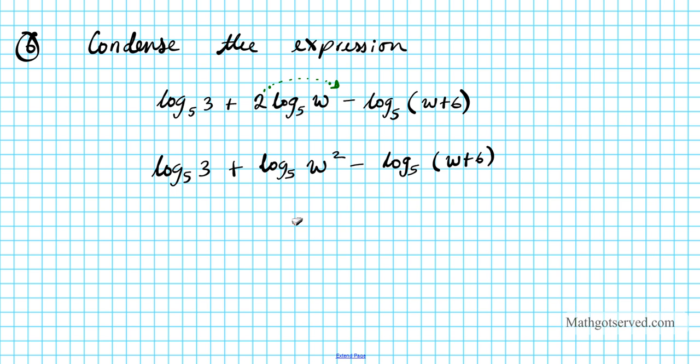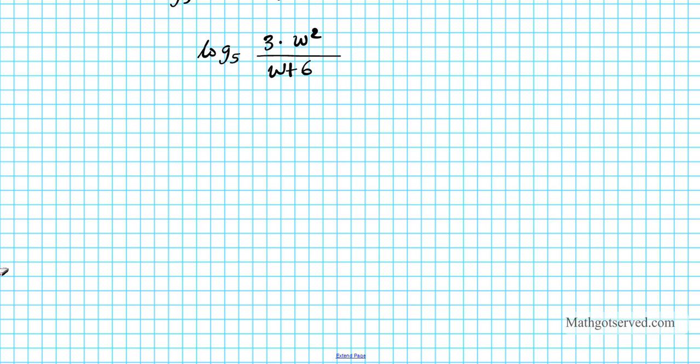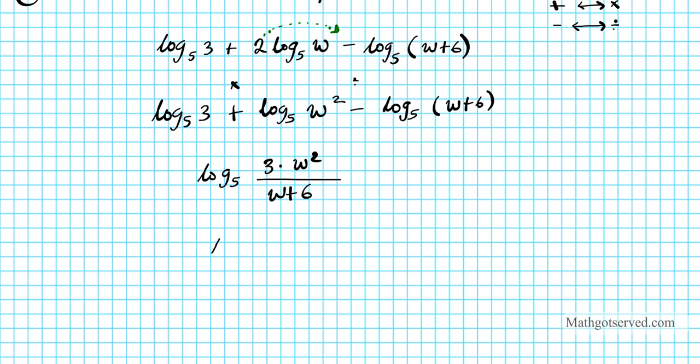Now we can use the properties of logarithms. Remember, when you're adding the logs, it's the same thing as multiplying the arguments. And when you're subtracting the logs, it's the same thing as dividing the arguments. So this is going to be a times and this is going to be a divide. So we're going to have log base 5 of 3 times w squared divided by w plus 6. Let's write it nicely. So our final answer is log base 5 of 3w squared over w plus 6. And there goes your final answer.